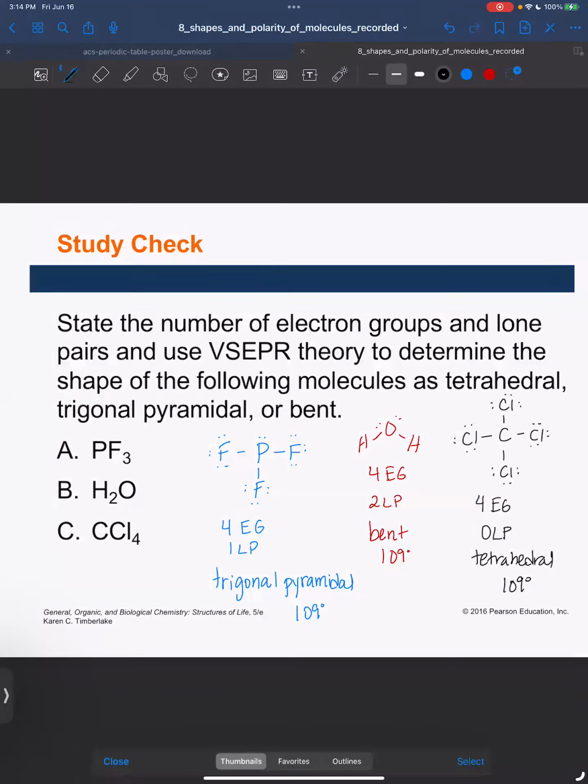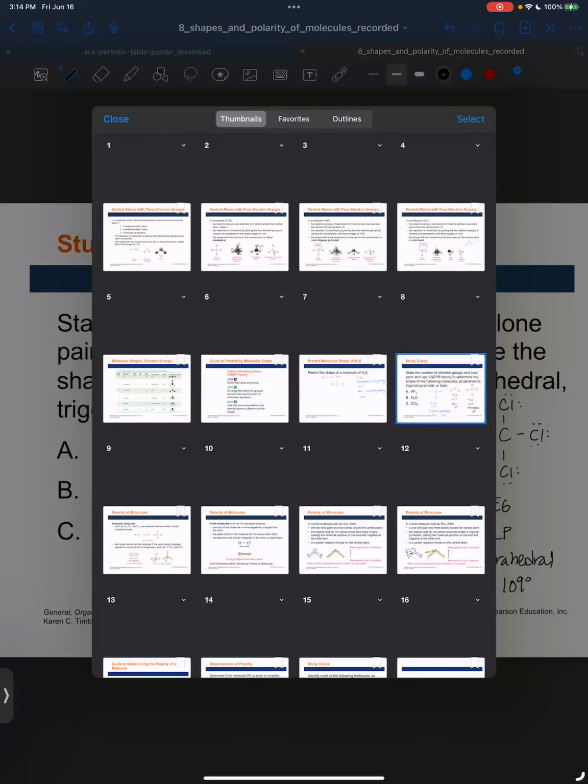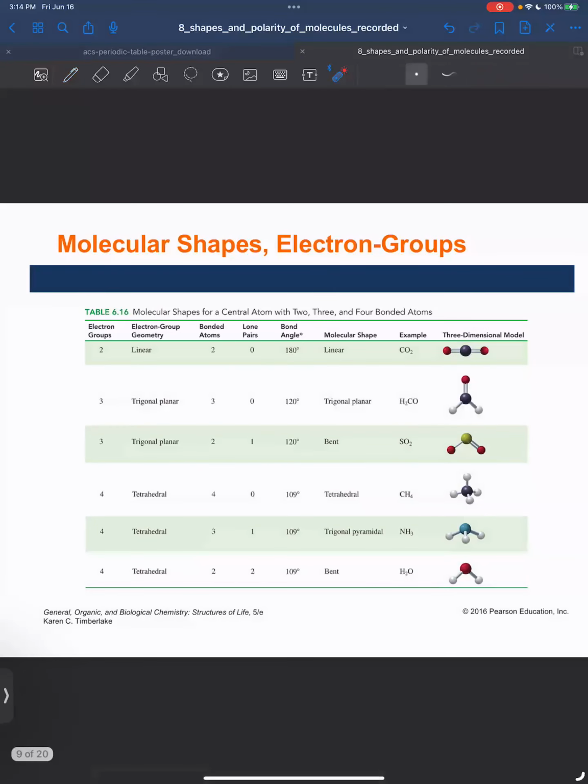So just to review again from that table, in that example we just worked, we saw 4 electron groups with 0 lone pairs is tetrahedral. 4 electron groups with 1 lone pair is trigonal pyramidal. 4 electron groups with 2 lone pairs is bent.